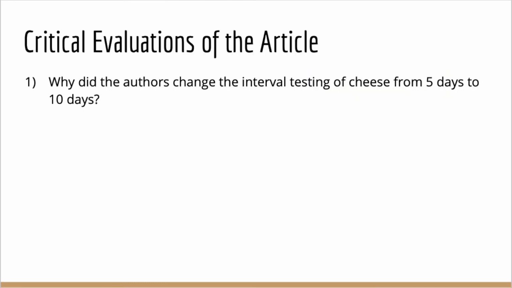After analyzing the article, I do have a couple questions for my critical evaluation of the article. The first one being, why did the authors change the interval testing of cheese from 5 days to 10 days in the ripening process? If done 5 days throughout the ripening process from beginning to the end, there would be a little bit of a stronger data from the days of 70 days to 160 days. All strains of Listeria found their death phase in this latter time period, so I believe that it should have been 5 days interval testing from the beginning to the end.